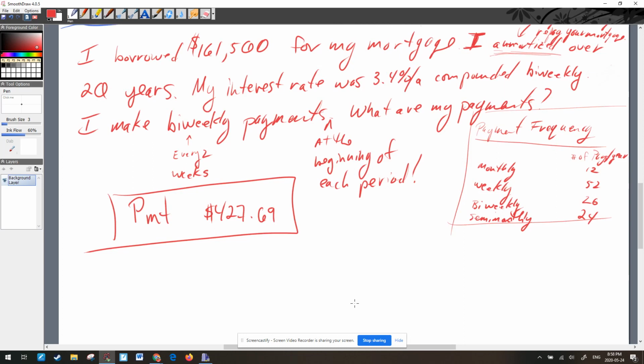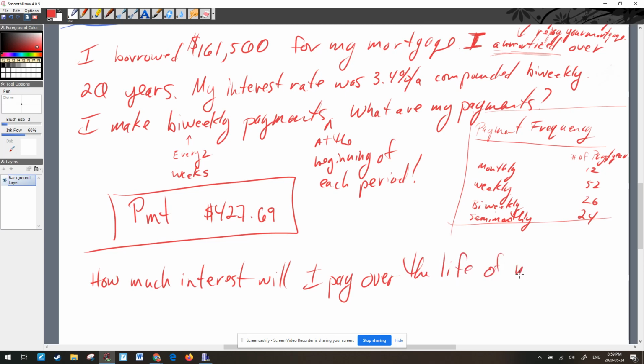So this is actually really realistic. In fact, that's how my mortgage was set up initially. I've changed some things since then, and mortgages are amortized. That's how long they go for, but the length of your mortgage term is different. Yeah, it's confusing. But let's think: how much interest will I pay over the life of my mortgage?